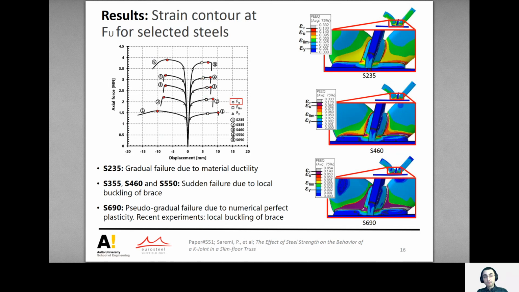At the ultimate load level, the joint made of S235 has a gradual failure due to material ductility. S355 and S550 have sudden failures due to brace buckling, and S690 has a pseudo-gradual failure due to numerical perfect plasticity, which is assumed by Abaqus software beyond ultimate strain in the material model. But the recent experiments we performed on specimens made of S700 showed that the failure is the local buckling of the compressed brace.